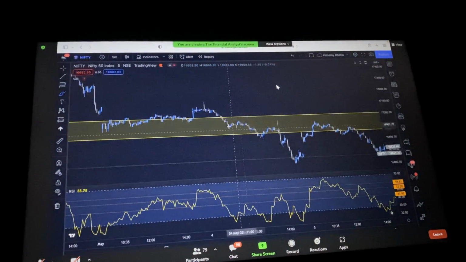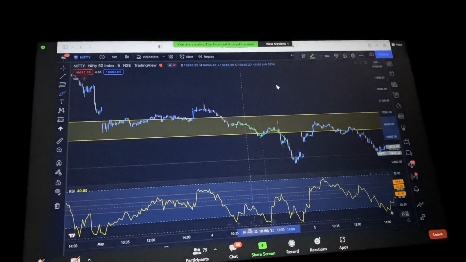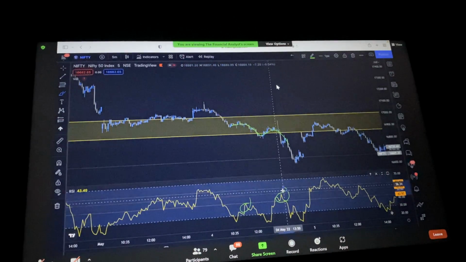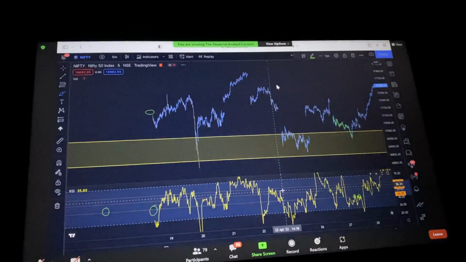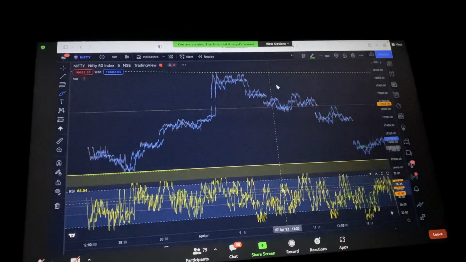Again, same thing over here. Market is in a lower high, lower low structure. RSI is again and again taking resistance. So you now know how to identify that top, and you can take a short over there. Or to the contrary, if it's a bull market, you can find a support and go long as well.